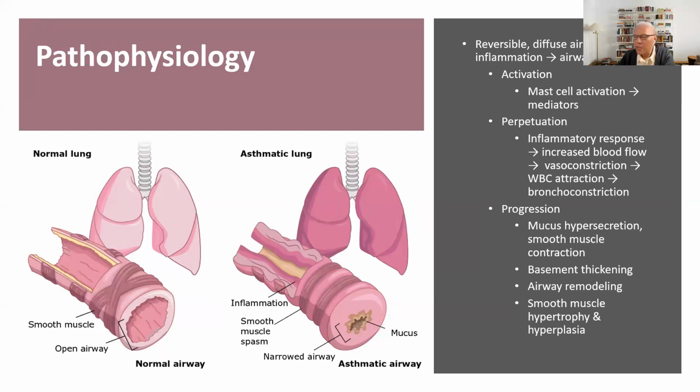So why are there changes as a result of this progression? Well, the inflammatory process is going to cause several things. One of them is swelling of the bronchial membranes, as well as thick mucus secretions, as well as smooth muscle contraction. These are the results of the chronic exposure of these cells.